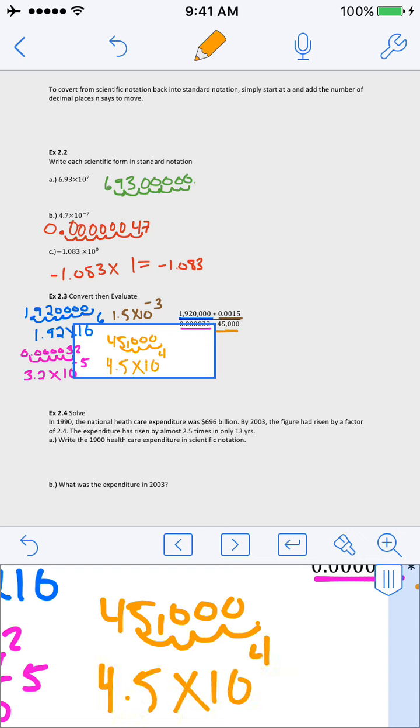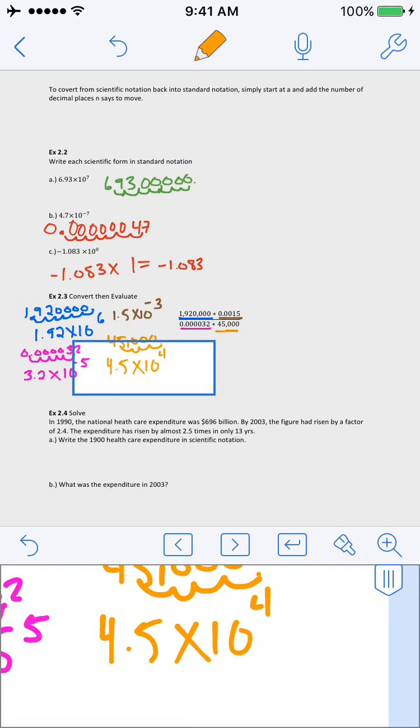That would be funny if your boss came up to you and said, hey, you want to get paid 4.5 times 10 to the fourth? You'd be like, ha, no, because that's only 45,000. It's like, I'm smarter than you are, right? That would be pretty funny.